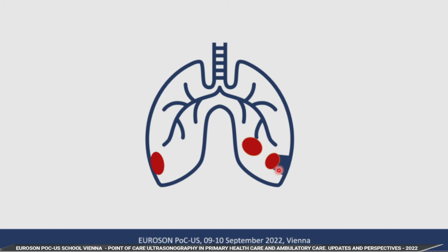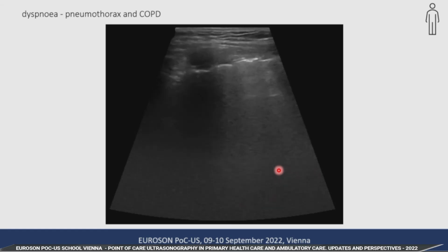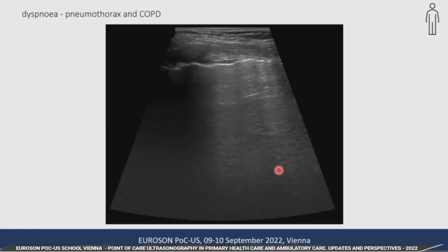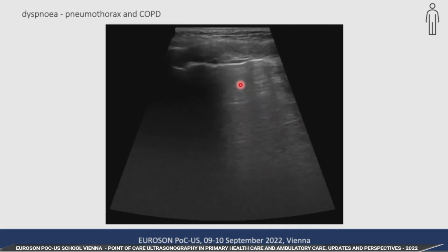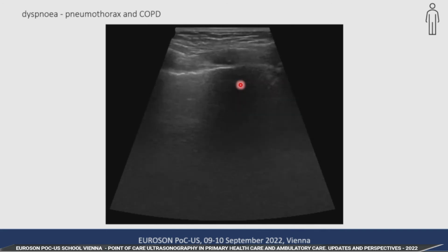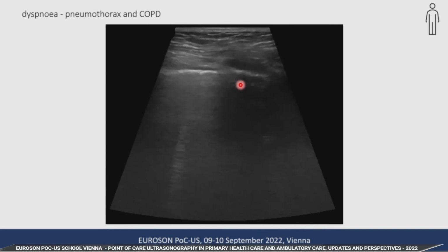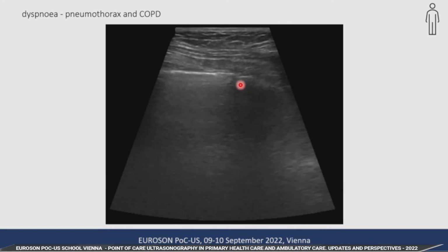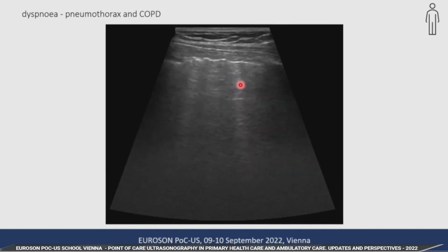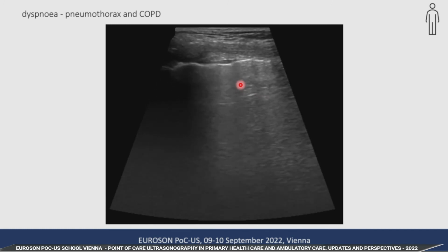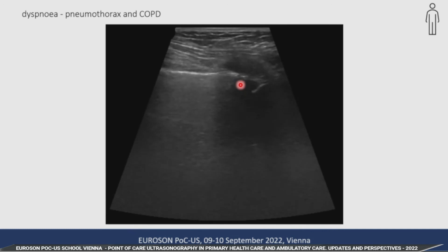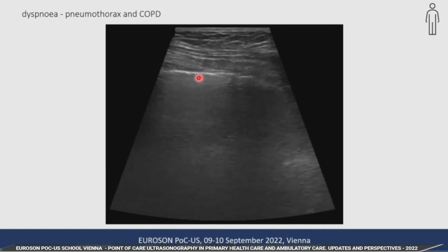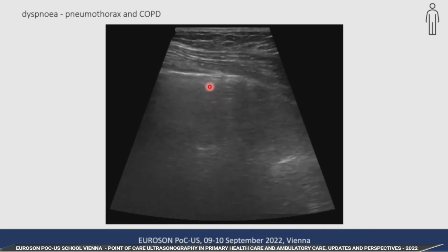Anyway, you are sitting in your examination room. The lady with chronic obstructive pulmonary disease comes to you, and she says, "Doctor, I have taken all my medication, and I still have dyspnea." So you auscultate the patient. You don't hear a difference between the left and right side. You don't see anything that gives you the idea of pulmonary edema. So what do you do? You ask the lady to lie on her back and put your probe at the highest place of the chest wall, and what you can see here is a lung point.